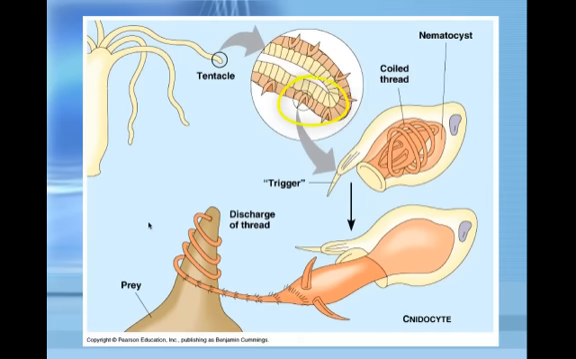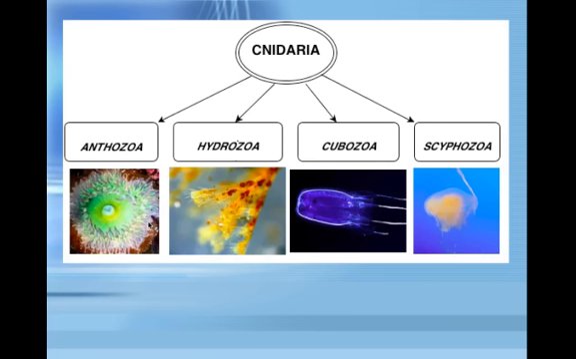The tentacles have cnidocytes. These are stinging cells that help to capture prey. The cnidocytes contain nematocysts, which are exploding capsules with long threads that penetrate the prey. Cnidarians have a simple nerve net for sensory reception and simple muscles, which are basically bundles of microfilaments that make up contractile fibers. There are 4 classes of cnidarians: the Anthozoa, the Hydrozoa, the Cubozoa, and the Scyphozoa.